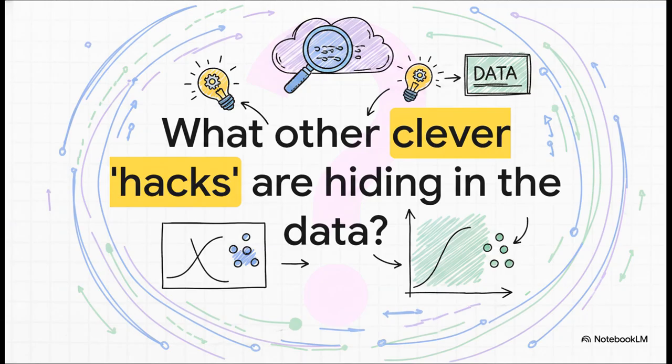So if this one, simple, elegant transformation can take a basic linear model and give it the power to solve all these complex yes or no problems, it kind of makes you wonder, right? What other simple ideas, what other clever hacks are just sitting there in the data, waiting for us to find them?